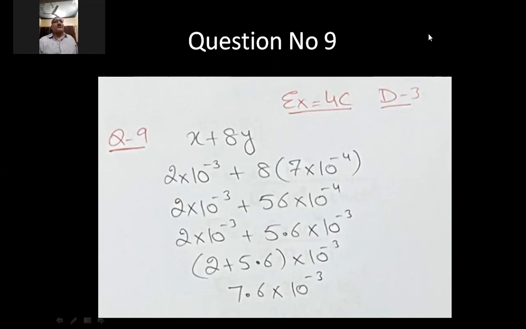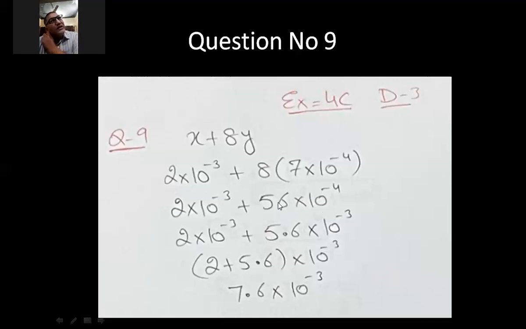So here you have x plus 8y. I will substitute the value of x and y here. So you can see I have written 2 x 10^-3 plus 8 bracket 7 x 10^-4 bracket close. I'm trying to teach you how this is done manually, without the use of the calculator. So it will be 2 x 10^-3, and 8 multiplied by 7 will be 56 x 10^-4. So you will have 2 x 10^-3 plus, I will move this one step to this side.